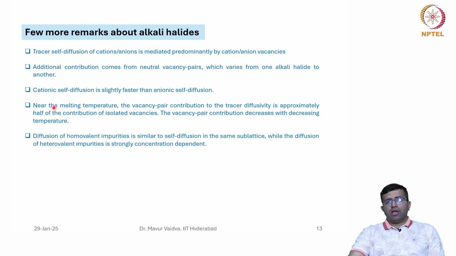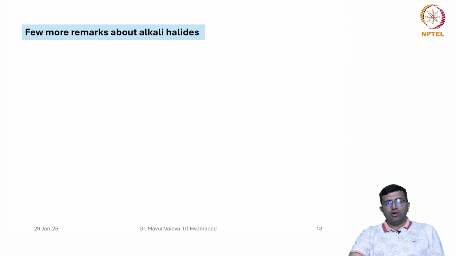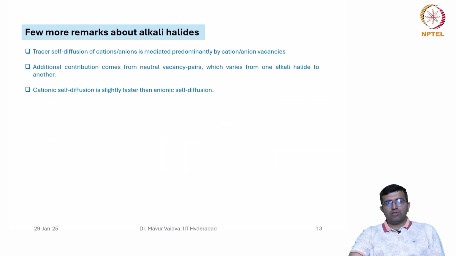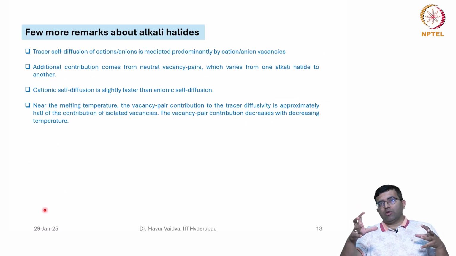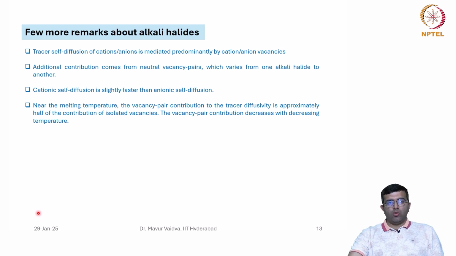Actually, this is a nice takeaway question for you. Although I have not mentioned the takeaway separately this time, you can remember that the vacancy pair contribution is more at a higher temperature than at a lower temperature. Whereas the complexes between the heterovalent impurities and the vacancies are more significant at lower temperatures. So, think about it, why is there a difference in this behavior, where the vacancy pair has more contribution at higher temperatures, whereas the impurity vacancy complex has a higher contribution at lower temperatures.